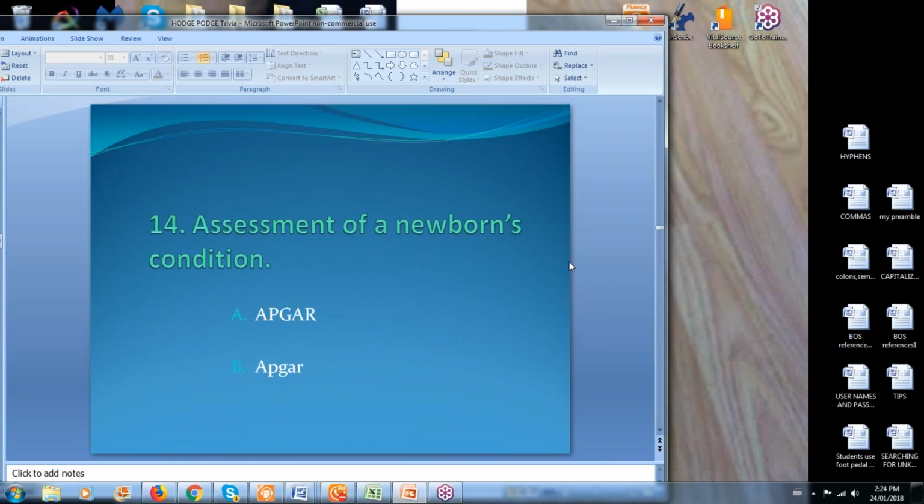14, assessment of a newborn's condition. Is it A, APGAR in all caps, or B, APGAR, capital A, lowercase for the rest?